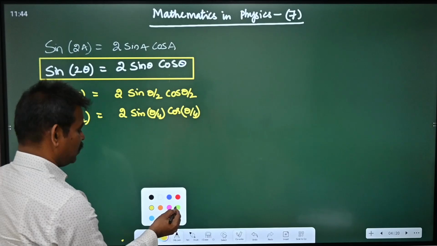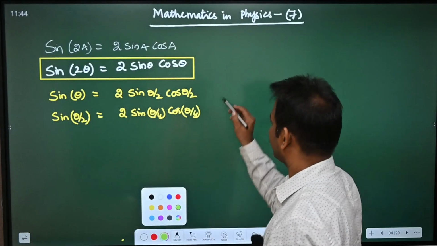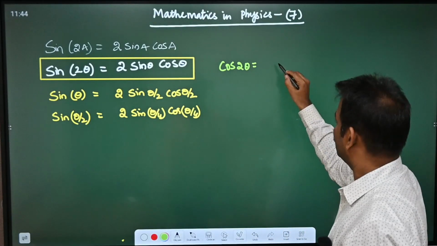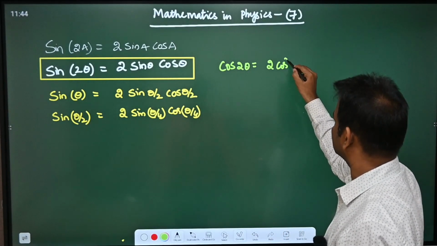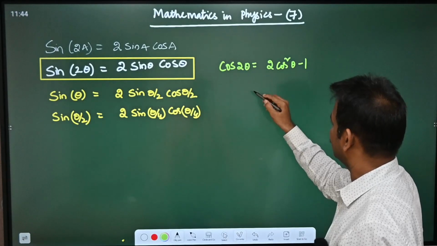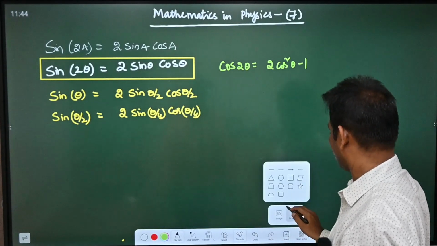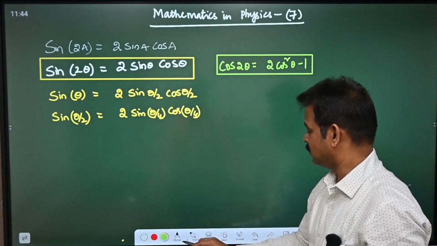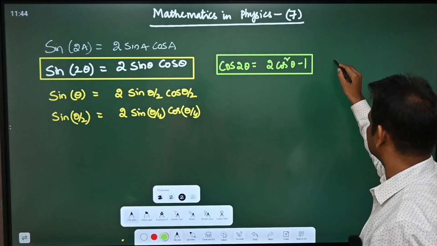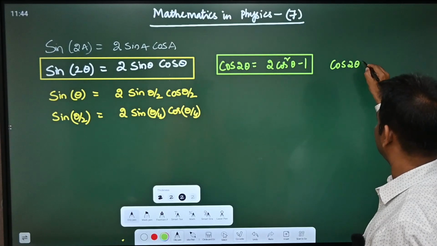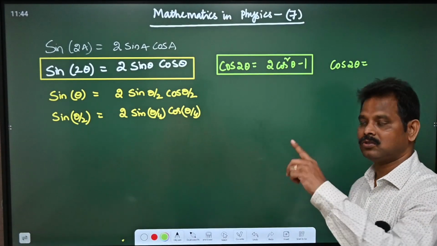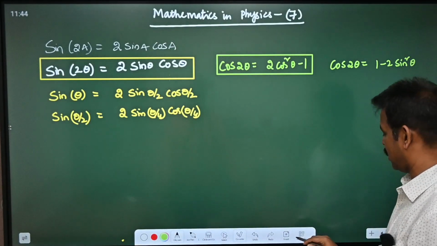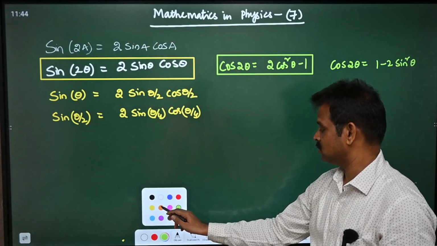Similarly, now we will see cos 2 theta. Cos 2 theta can be written as 2 cos square theta minus 1. This is one formula, but at the same time we can write cos 2 theta is also equal to 1 minus 2 sin square theta.